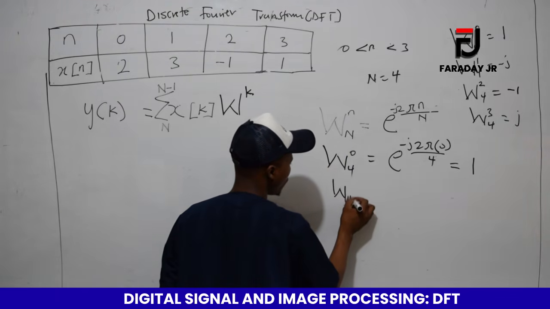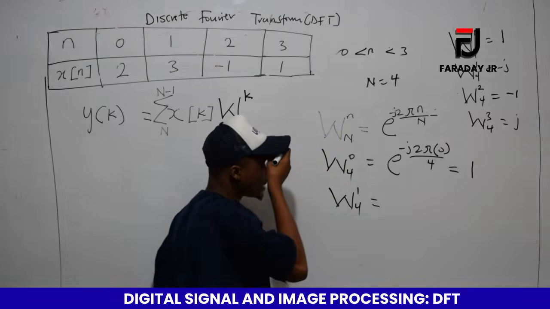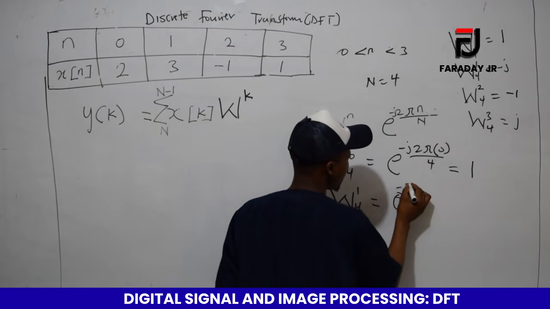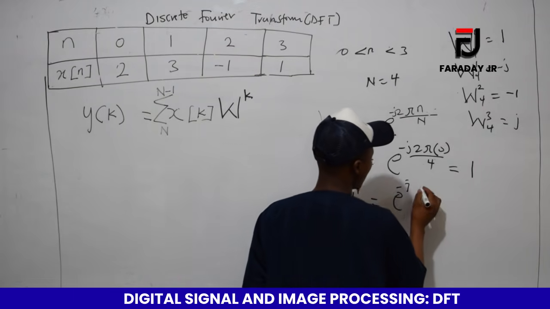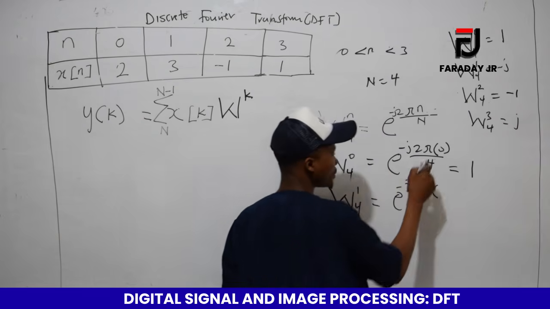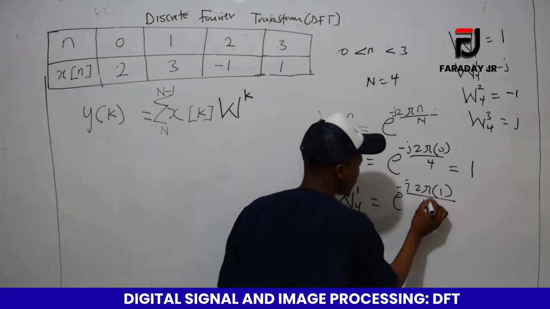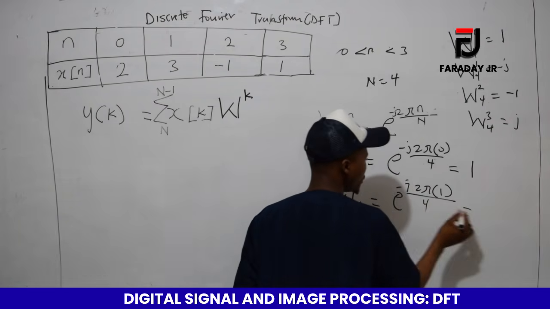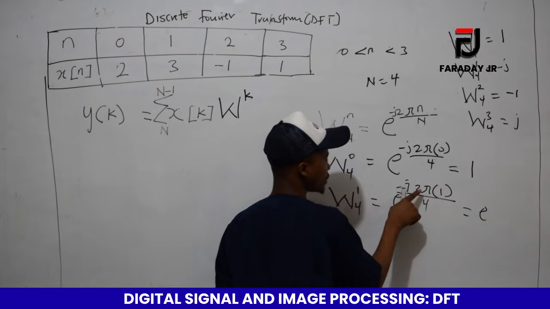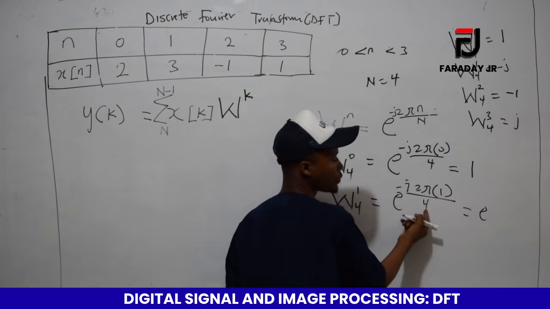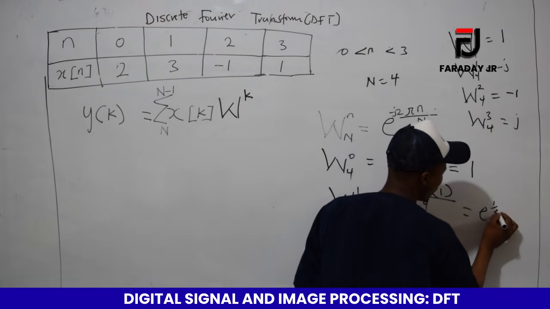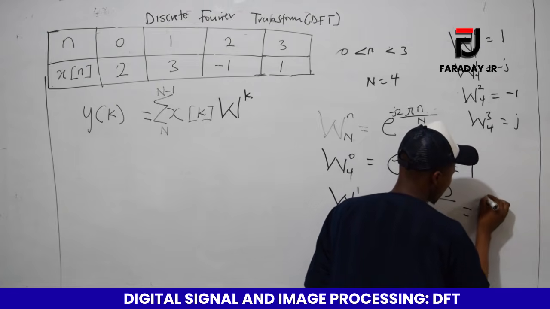So we move on to W of 1, 4, which is the same as e exponent minus j 2 pi on 1, all divided by capital N, which is 4 for a 4-point DFT. Now this will give us 2 pi, which is 2 on 4, giving us half. So half of pi j.